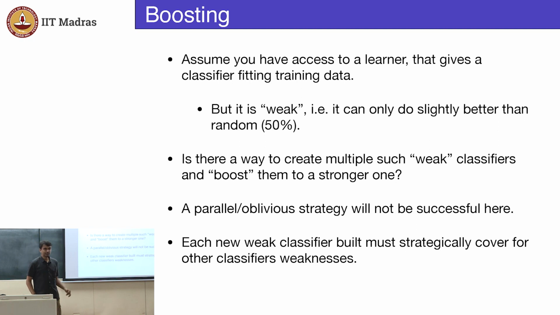So this is where a sequential idea comes in. You build models one by one. Each new weak classifier built must strategically cover for the other classifiers' weaknesses. So let's say you're building the 10th classifier, it must cover for the weaknesses of the first 9 classifiers. Right? So that's the idea here. How would you go about doing that?